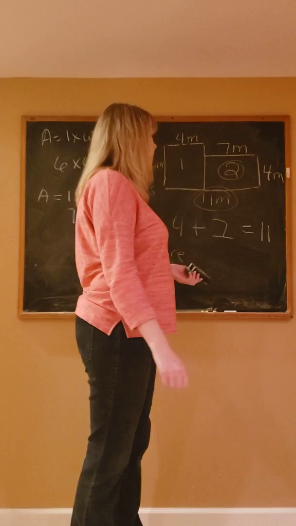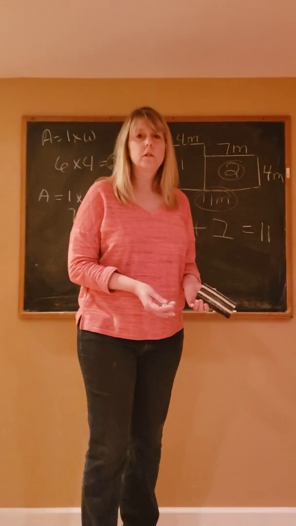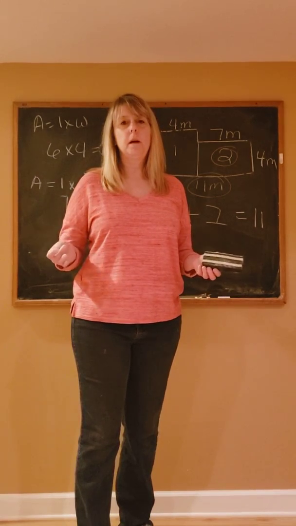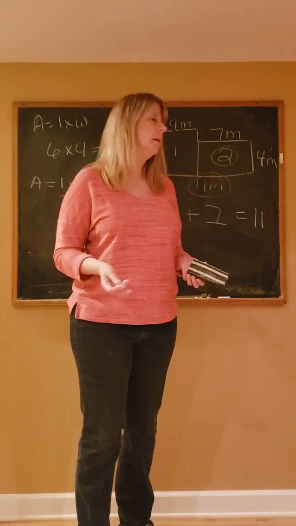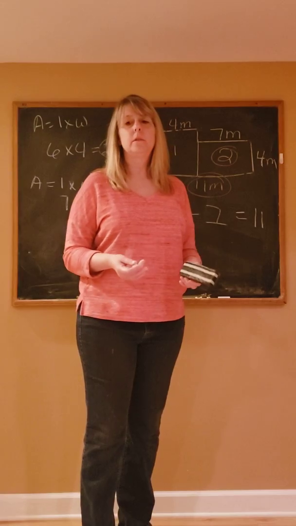So this is pretty much it with composite figures. Break it down into two separate shapes. Make sure you have all of the sides accounted for. They all have to have a label, and then once you find the area for each one, add them together.